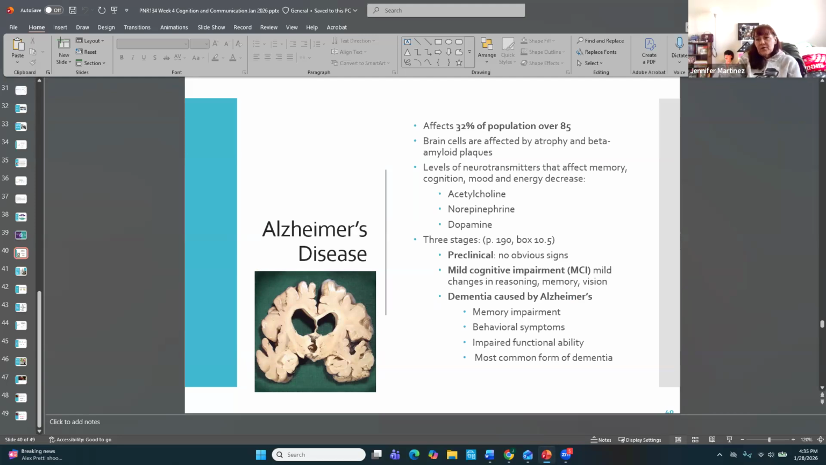Again, with Alzheimer's, the majority of your dementia patients have Alzheimer's disease. The brain cells are affected by atrophy and what we call beta amyloid plaques.